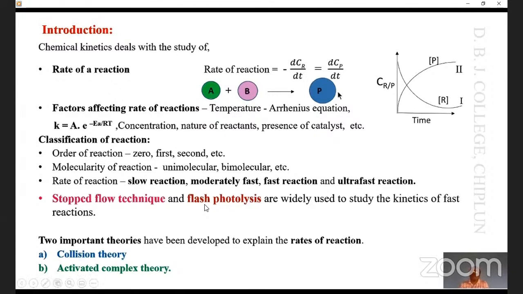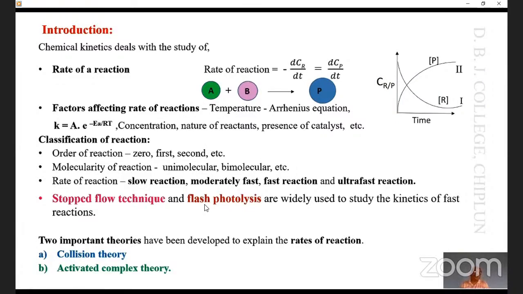When the reaction is carried out in the presence of catalyst, then that reaction proceeds with a faster rate than when the same reaction is carried out in the absence of catalyst. So like this, the rate of a reaction depends on these many factors. Now then, the classification of reactions.